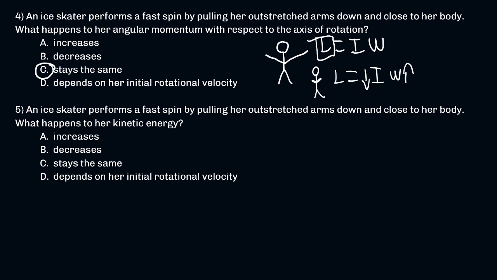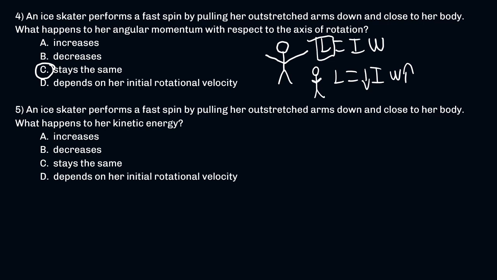All right, so as an ice skater performs a fast spin by pulling her outstretched arms down close to her body, so this is the same scenario, what happens to her kinetic energy? Unlike conservation of momentum, just like when we had collisions back in the regular momentum unit, where momentum was always conserved, energy is not always conserved. I'm going to explain why energy is not going to end up being conserved here.